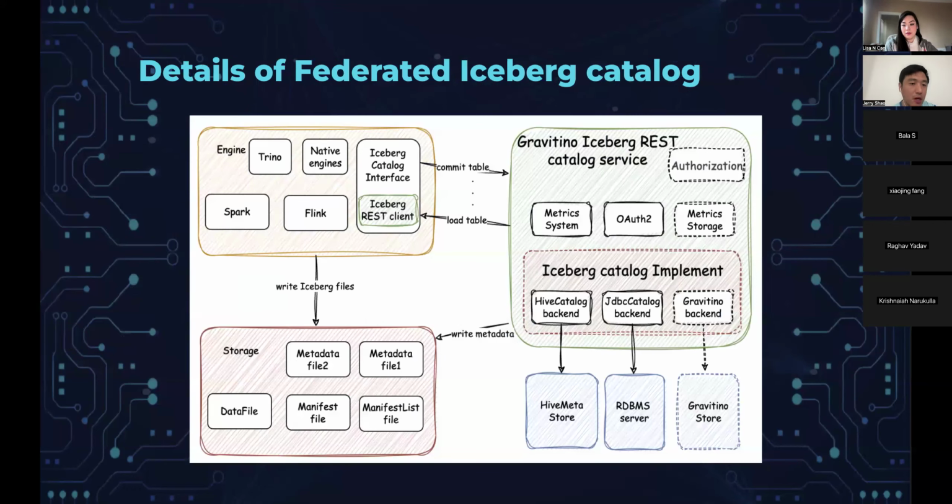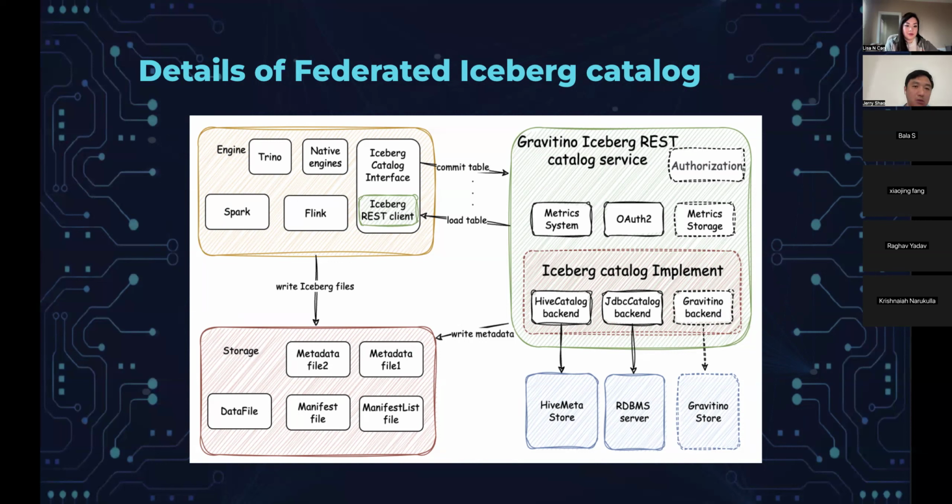So how do we achieve these things? Let me walk you through the details. You can see on the left side is our engine. You can use different open source engines which support Iceberg, for example Trino, Spark, Flink, or others. Inside each of these engines, there is an Iceberg REST client which talks to the Iceberg REST catalog service, and it is our Gravitino Iceberg REST catalog service.